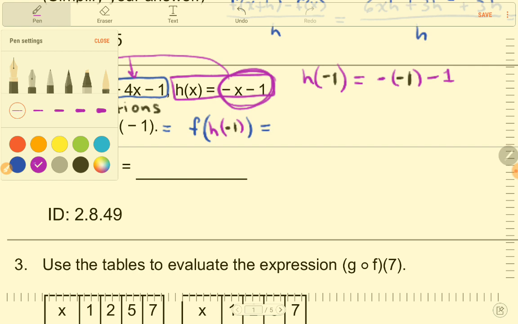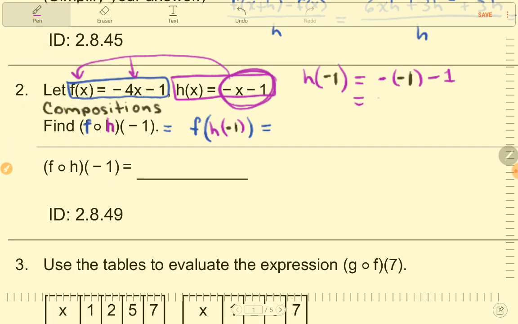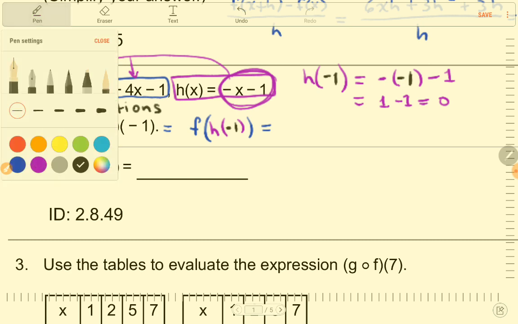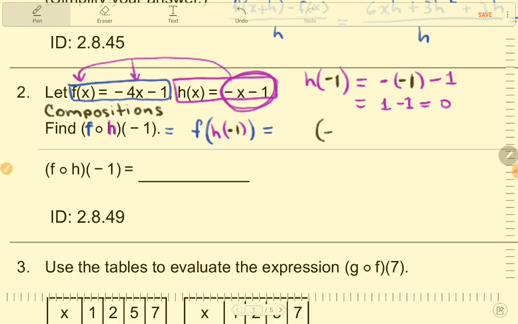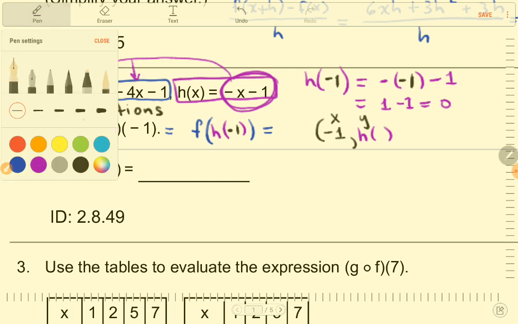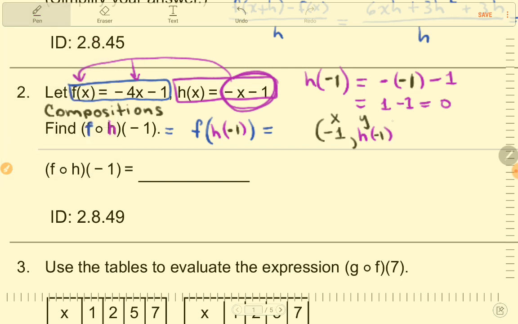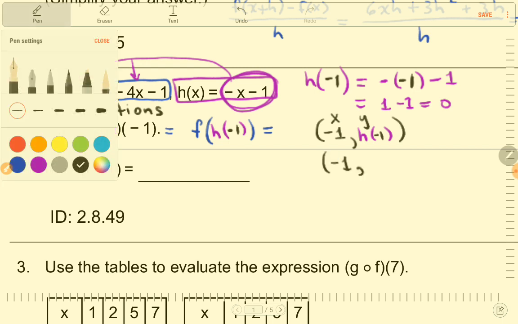All right, so to simplify, I have equals negative times a negative is a positive 1. 1 minus 1 is 0. Right, so h of -1 is 0. So what that means is if I have an ordered pair with -1 as the x value, the y value will be h of -1. In other words, -1, comma, 0.